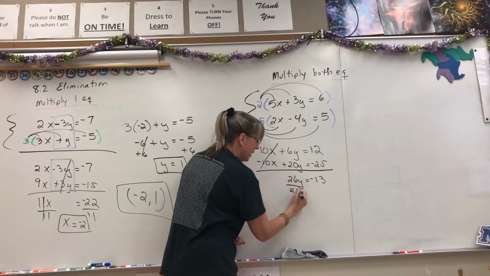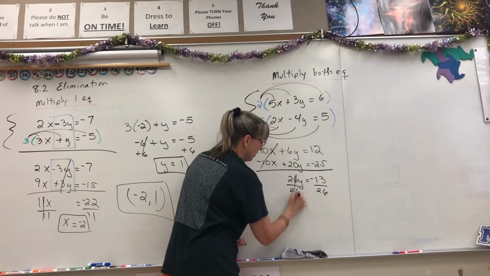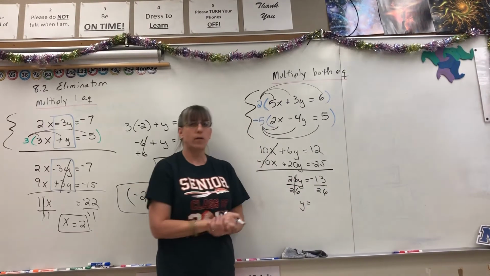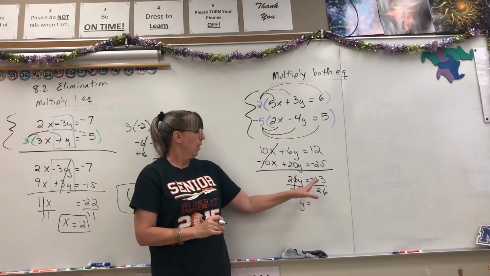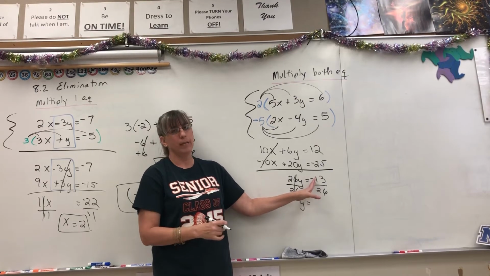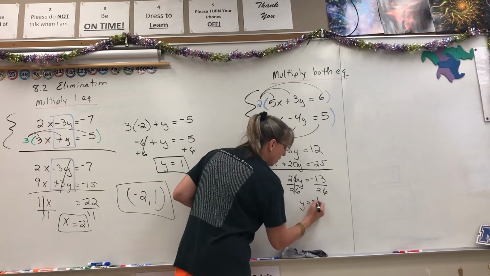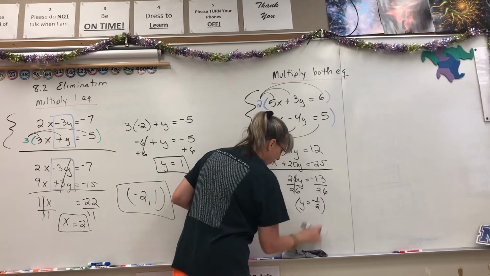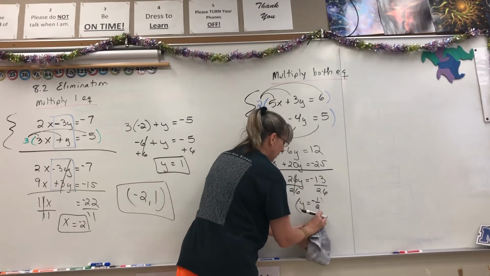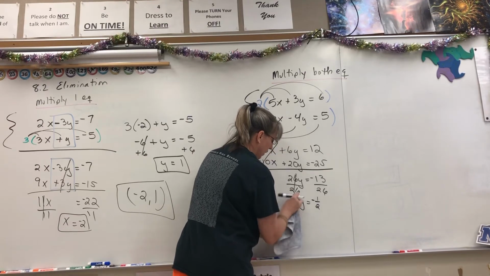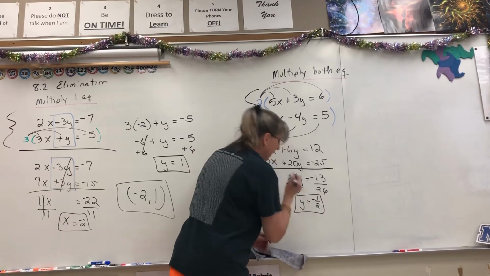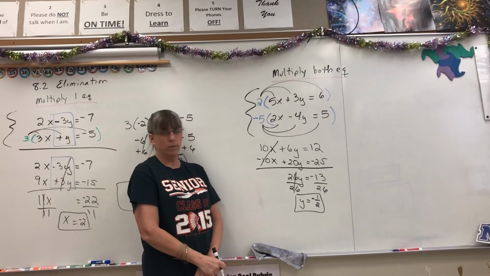When I divide by 26, I get another fraction, okay? Always check to see if it can be reduced. 13 goes into 26, so I get negative 1/2, okay? And again, sometimes you do get fractions.